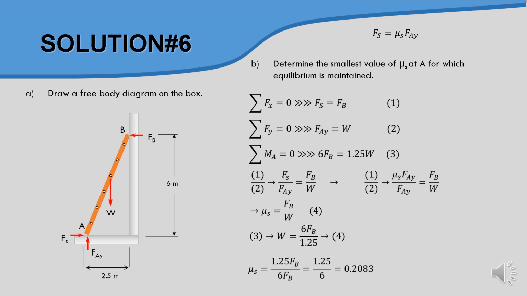Okay, another way you can substitute is by using the Fs here. The same process, but for Fs here, maybe we can substitute by using the friction force, mu s Fay here. So from here we get the connection is something like this, and then you substitute, and finally you will produce mu s. Okay, there are two ways that can be used to solve this problem.